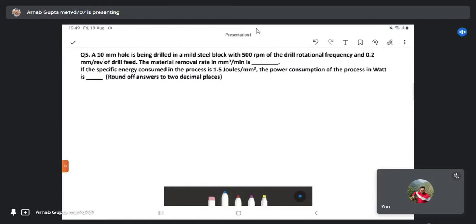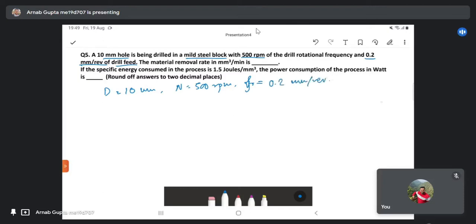A 10 mm hole is being drilled in a mild steel block with 500 revolutions per minute of the drill rotation frequency, so it's angular frequency, and 0.2 millimeter per revolution of drill feed. So you're given d equal to 10 mm, n is 500 rpm, and drill feed f is equal to 0.2 mm per revolution.